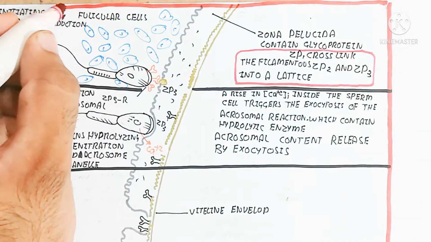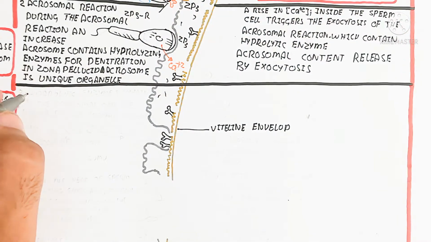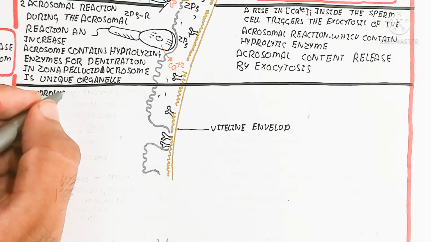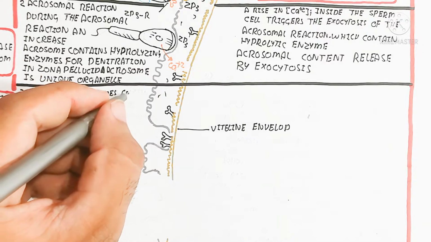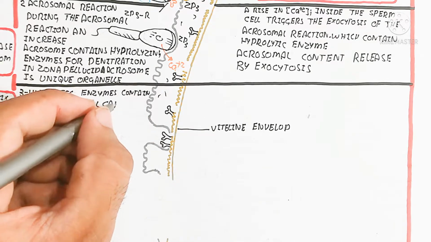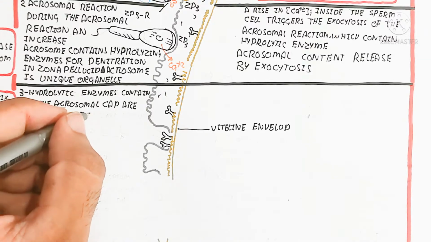So the zona pellucida is dissolved, and the sperm binds with Izumo. Basically, Izumo is present in the sperm, while the sperm-binding receptor present in the vitelline envelope is known as Juno.